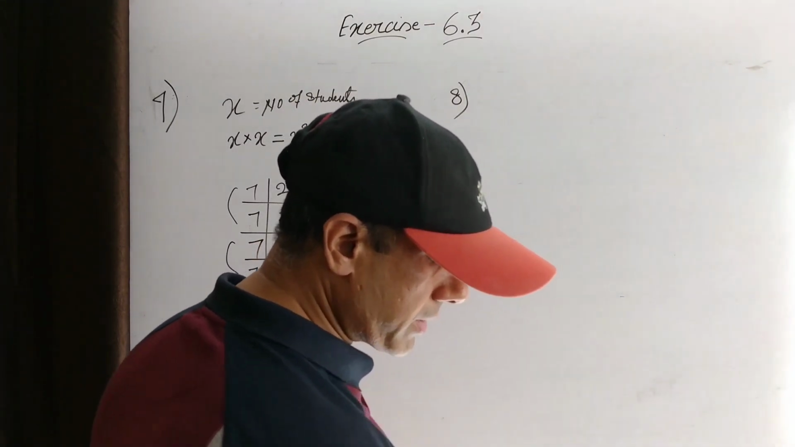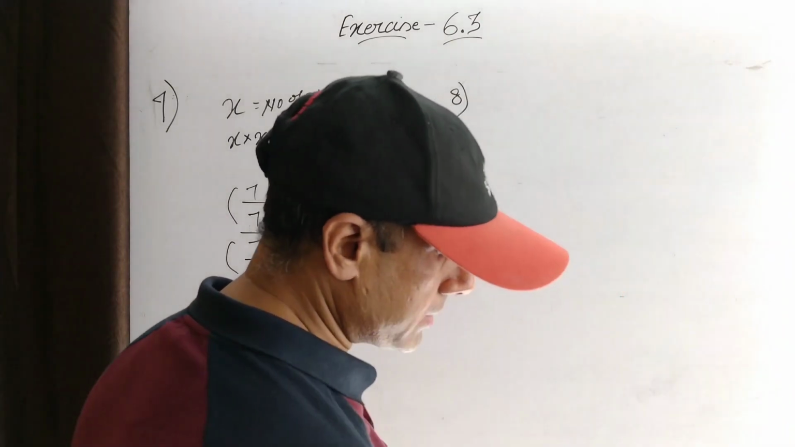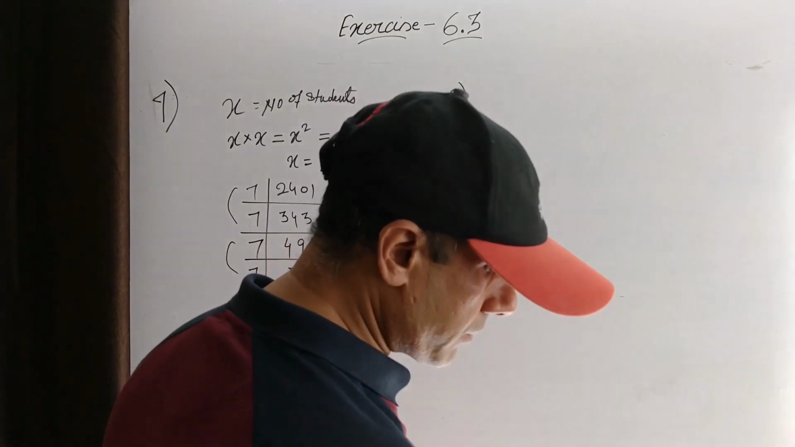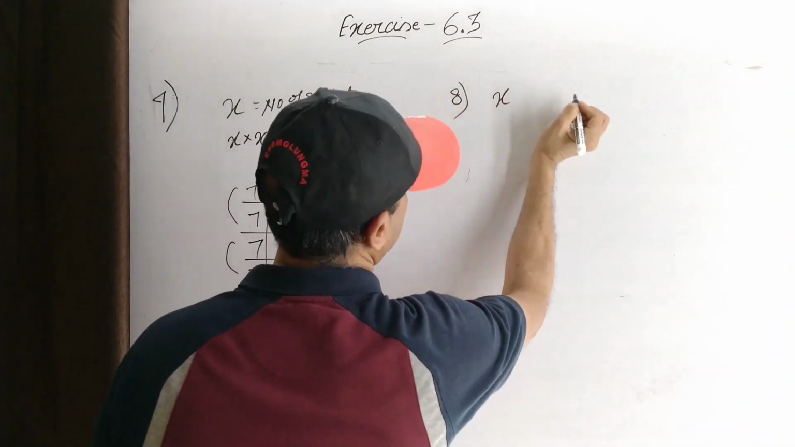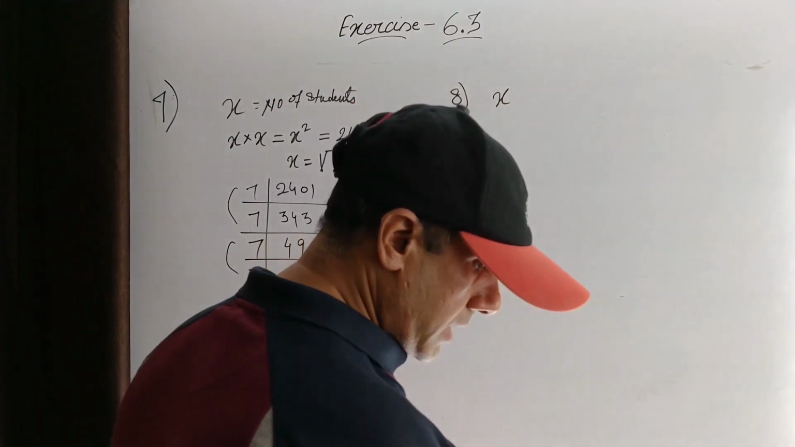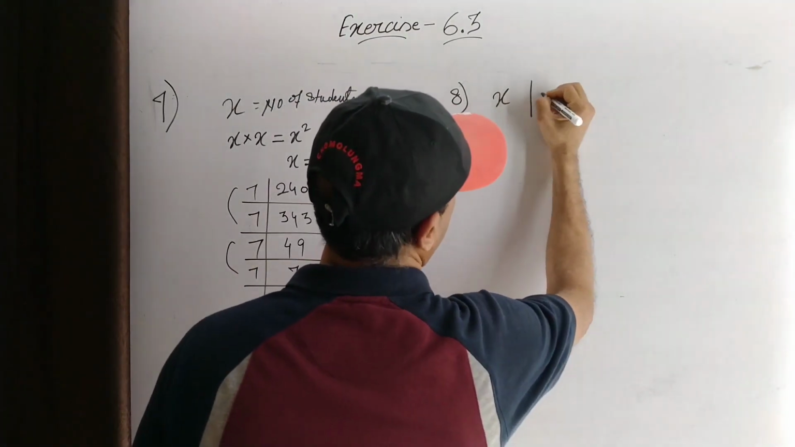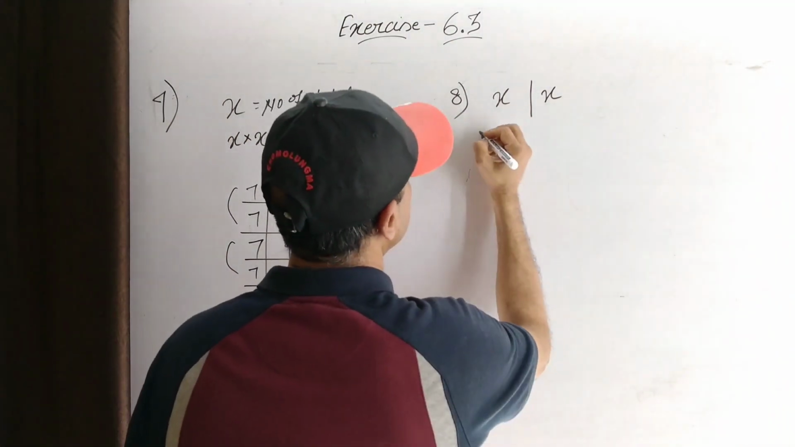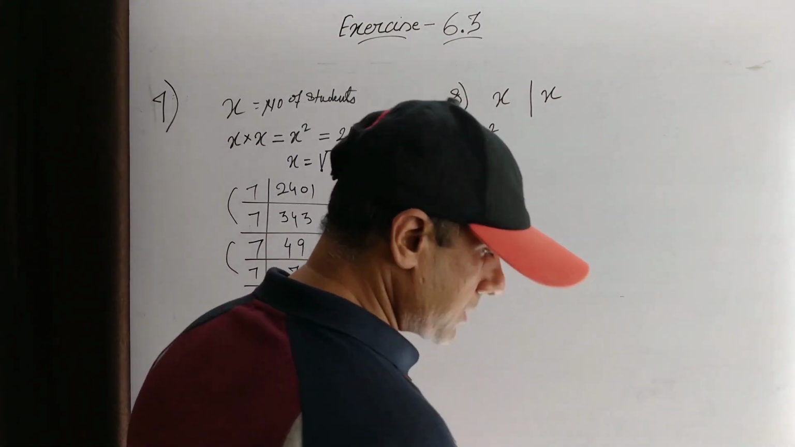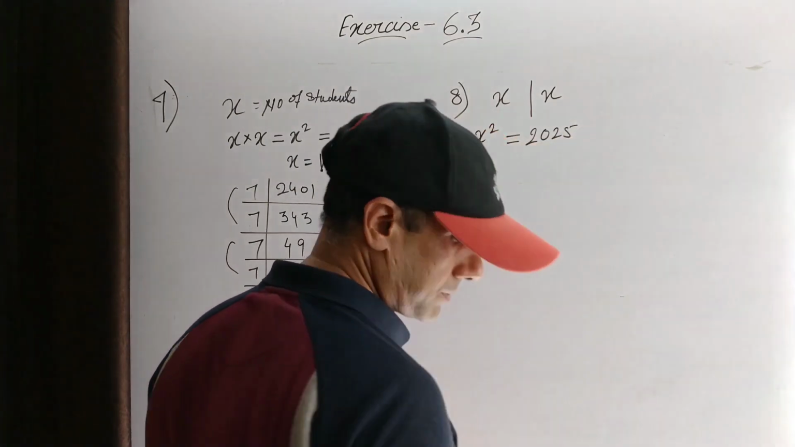2025 plants are to be planted in a garden in such a way that each row contains as many plants as number of rows. Find the number of rows and number of plants. So if the number of rows is x, it states that each row contains the same number of plants. So the plants in each row will be x. If we multiply this, that is x square. This is equal to total number of plants.